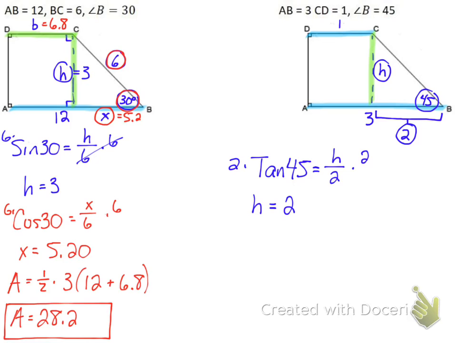Once I'm there, I have everything. I have my bases and my height. So I'm going to go area is equal to 1/2 times my height, which is 2. And then add my bases together, 3 plus 1. So I get my area to equal 4 square units.